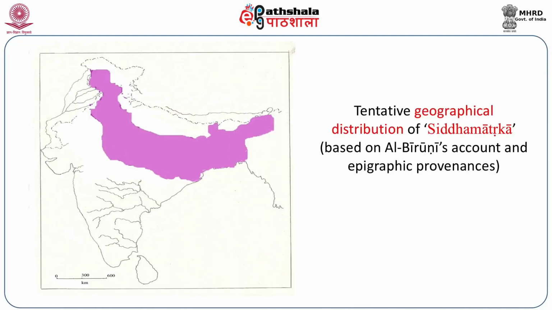On the basis of find spots of different inscriptions written in this script, we can have a tentative geographical boundary of the distribution or spread of the Siddhamatrika script. As we can see here, almost the entire northern Indian segment of the subcontinent was the area where Siddhamatrika script was in continuous use.